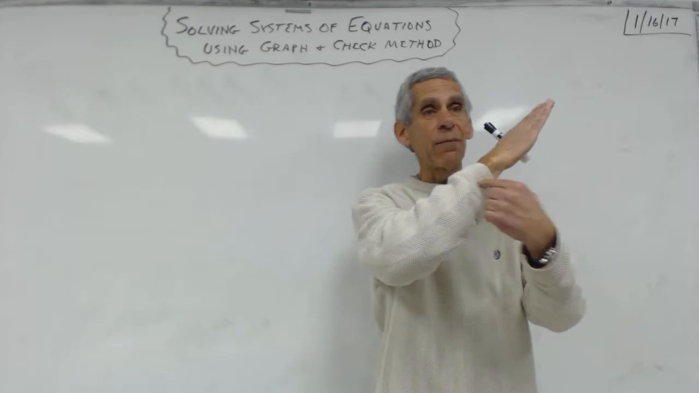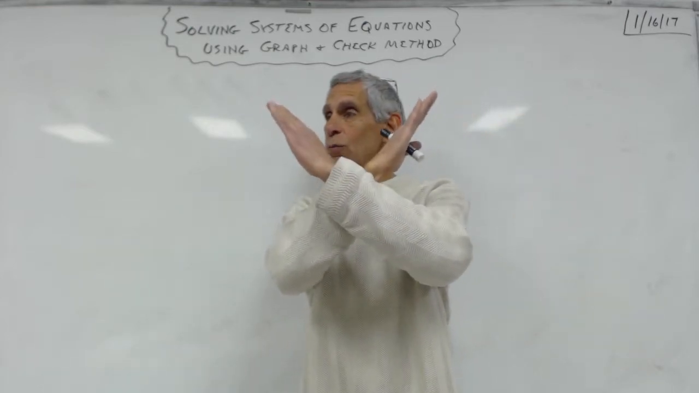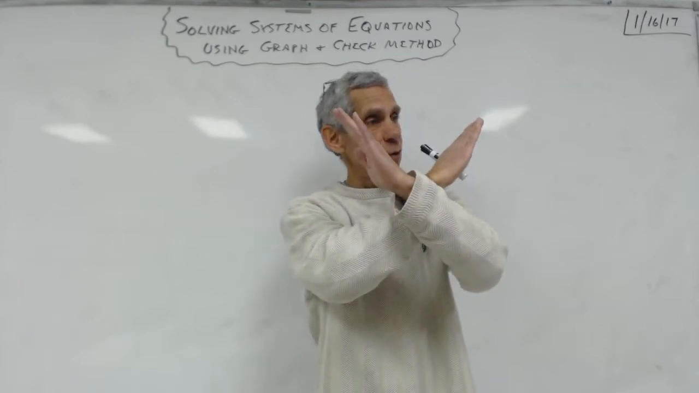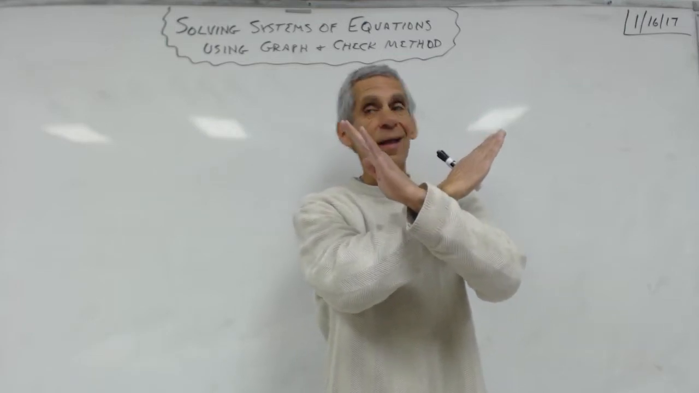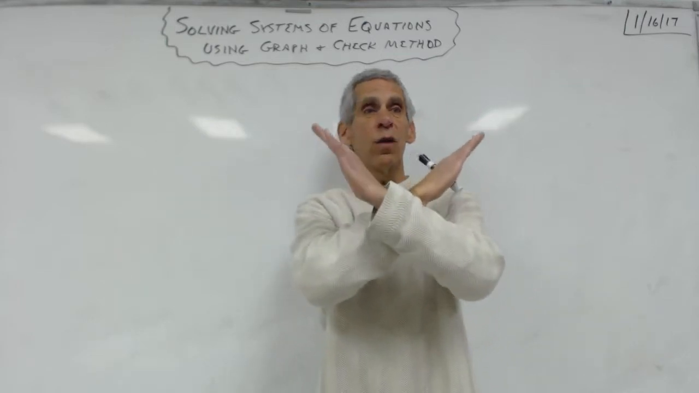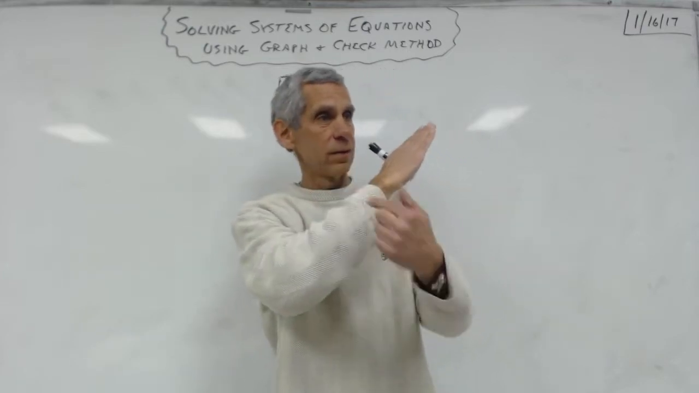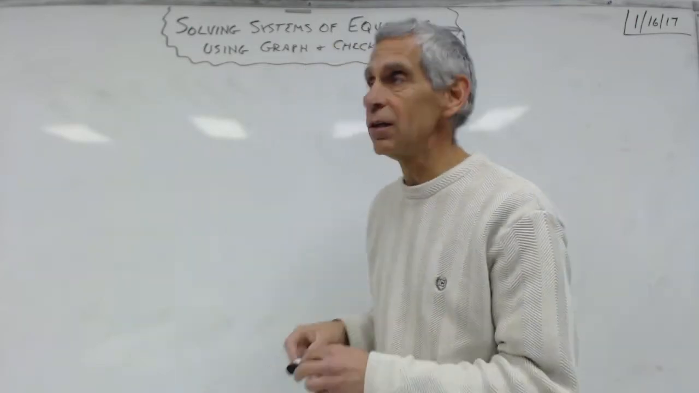Because that point is a true point for both equations, right? That point is on both lines. You see what I'm saying? And that's what we're looking for. What point is on both lines, right? It's the same point. It's that point. So that's what we're trying to do.